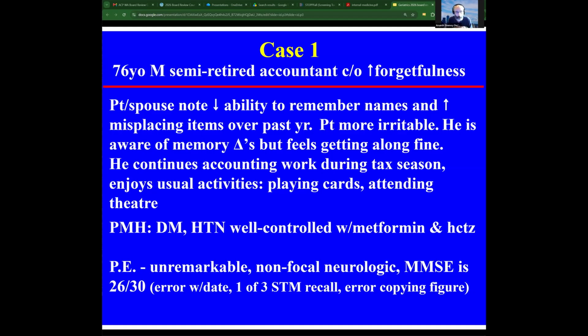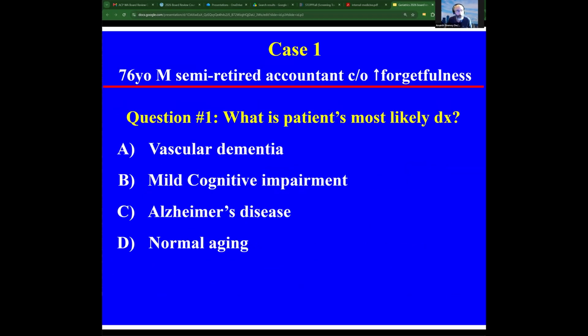On exam, he is really non-focal, and you get a Mini-Mental State Exam, which is 26 out of 30 points. He missed a point for the date, and one of the three short-term memory recalls, as well as an error in the interlocking figures. So, first question for this patient: what is the patient's most likely diagnosis? Is it vascular dementia, mild cognitive impairment, Alzheimer's disease, or just normal aging?